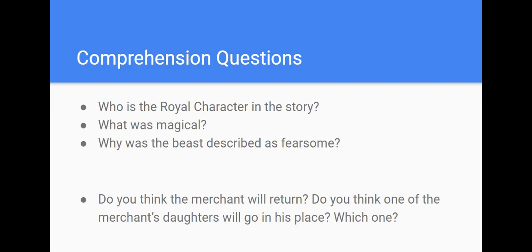Let's make some predictions now. Do you think the merchant will return? Do you think one of the merchant daughters will go in his place? Which one?